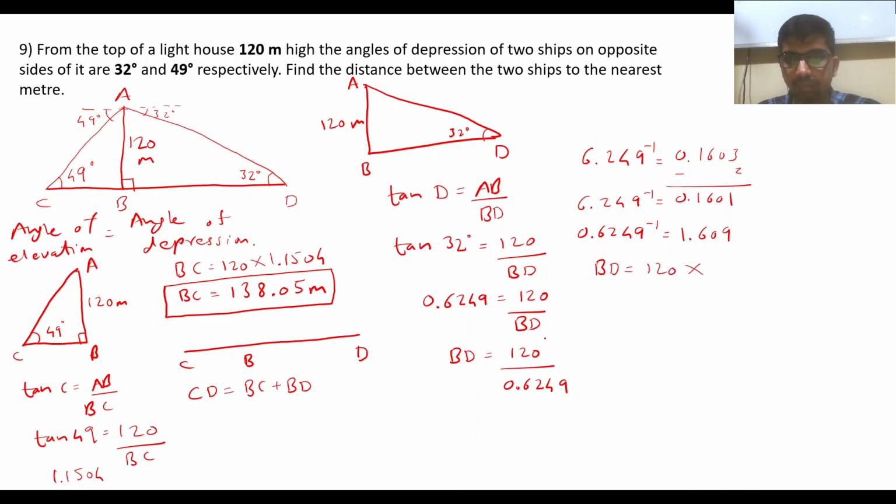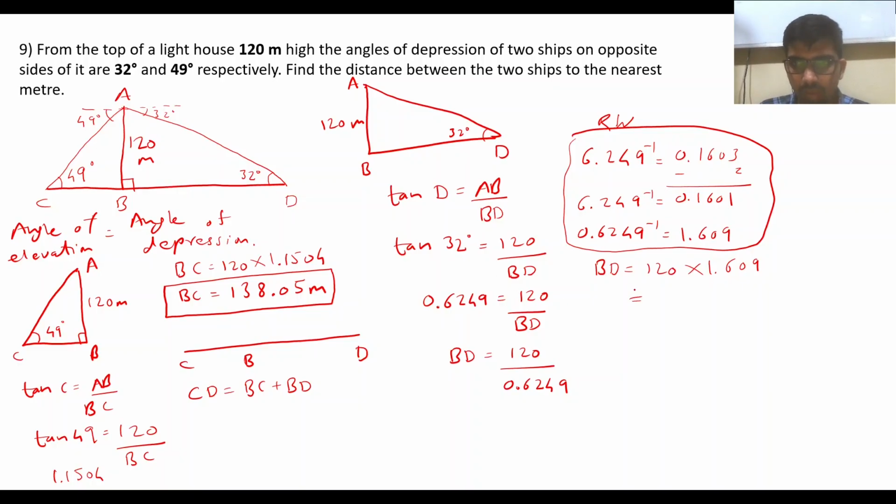120 into यहाँ पे आएगा full rough work है. For reference. ठीक है. Rough work है. This is full rough work. Into 1.609. I'll use calci now. 120 into 1.609. 193.08 meters. You get BD.